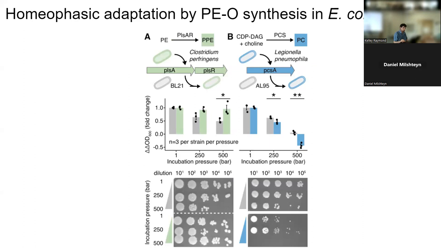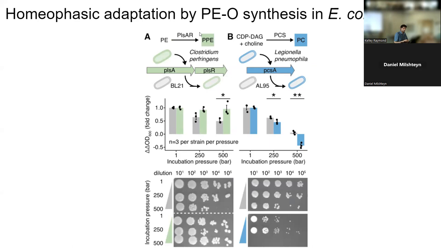Finally, this was my part of the experiments as well. So we found last year, in 2021, a group of scientists identified a very simple biosynthetic pathway for plasmalogens in anaerobic bacteria. I was able to get that 2-gene operon, put it in E. coli, and grow the E. coli under pressure. And that's this left panel A.